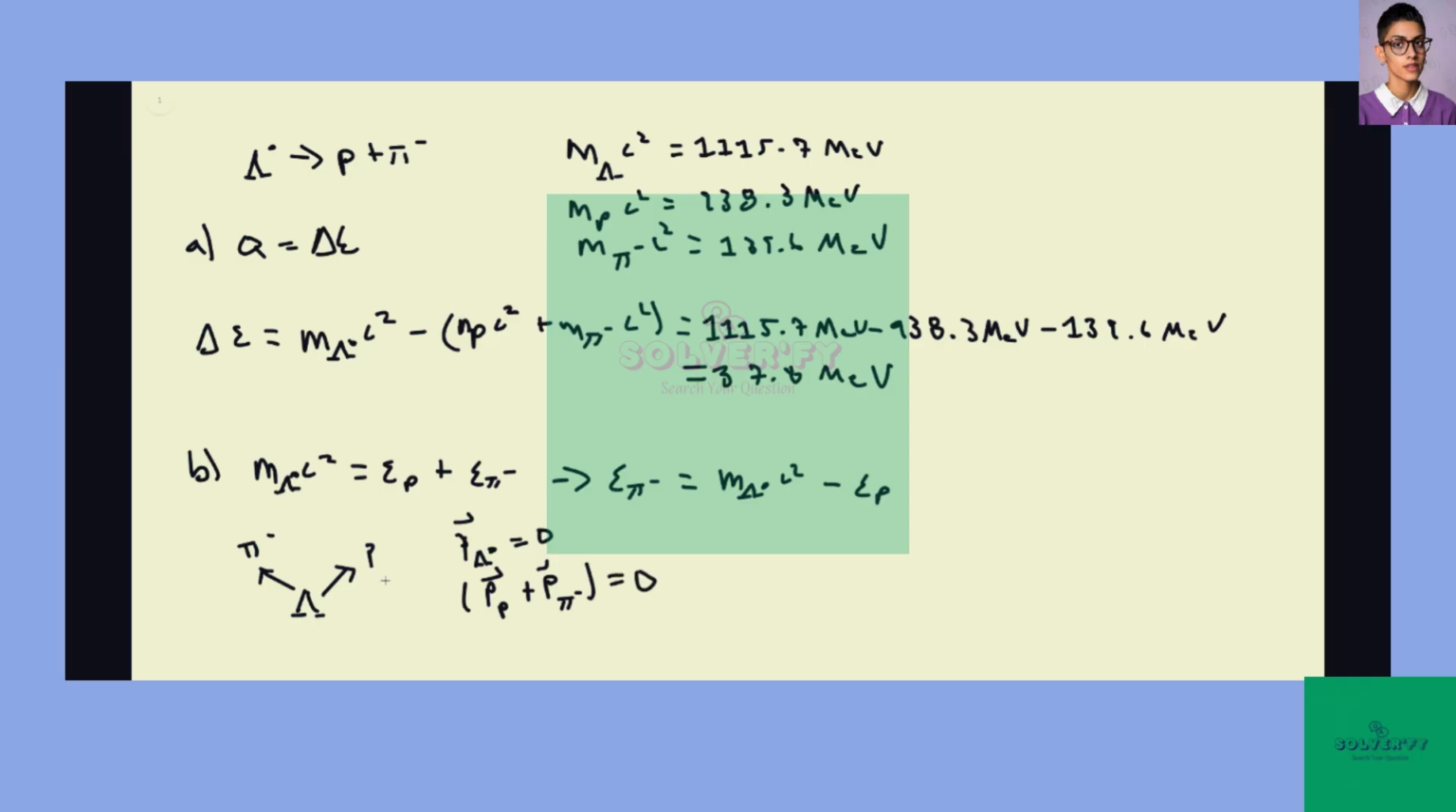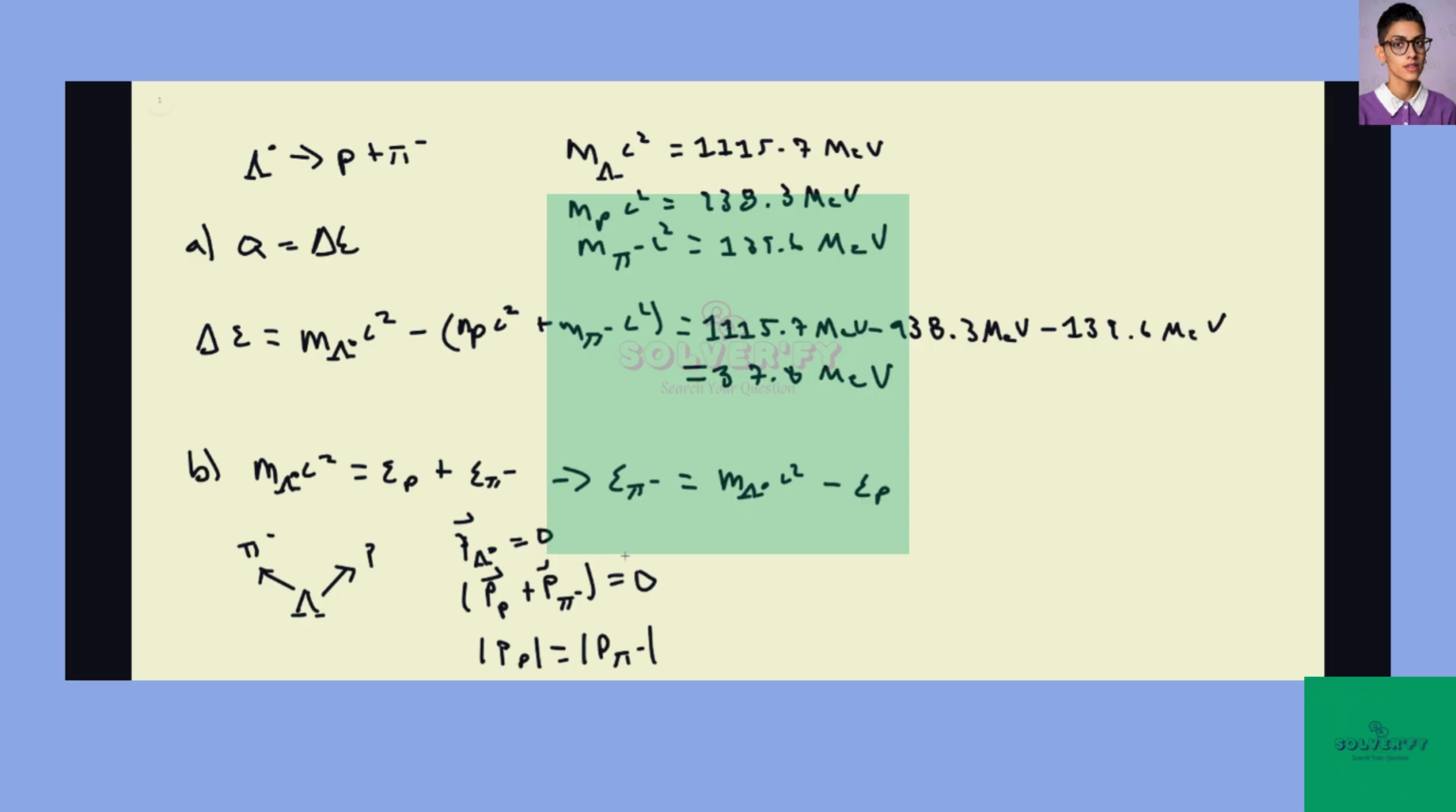So that means that the magnitude of the momentum of the proton must equal the magnitude of the momentum of the pi meson. So they're going to be equal in magnitude but opposite in direction, so that way their vectors add up to 0.